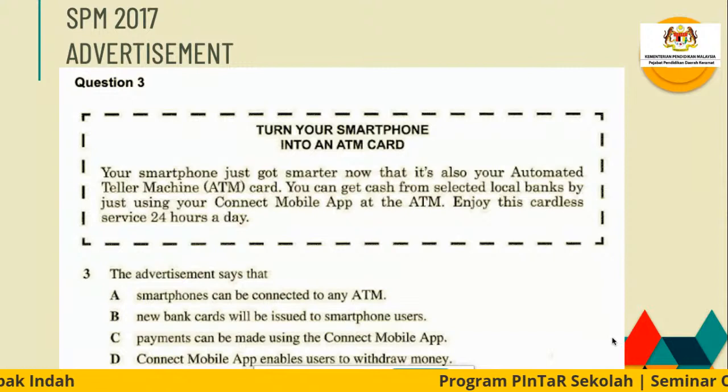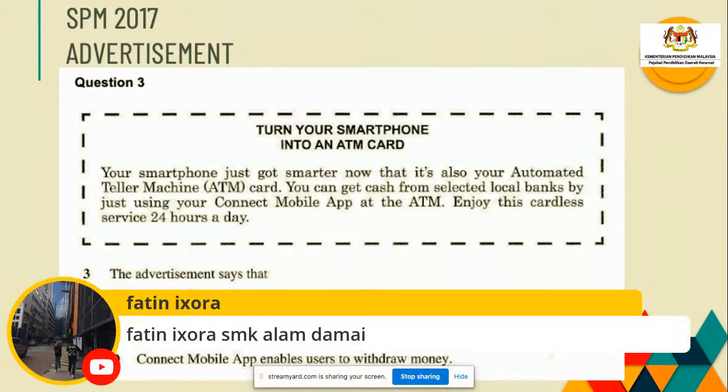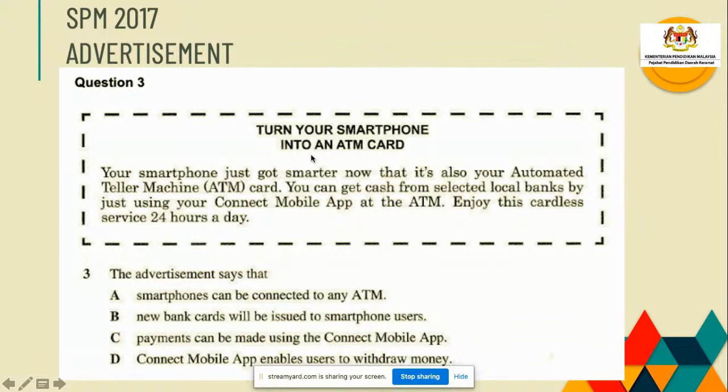Okay, so this is a sample from SPM 2017. Question number 3 was an advertisement. Okay. Turn your smartphone into an ATM card. Okay, so remember what I told you just now? Always look at the title. Look at the heading, because that basically will tell you the idea of the whole thing. Okay, so by reading the title, turn your smartphone into an ATM card, we know that this question is talking about how a smartphone can be used to something related to money. ATM card is, we use it to withdraw money, right? So must be something to do with money.